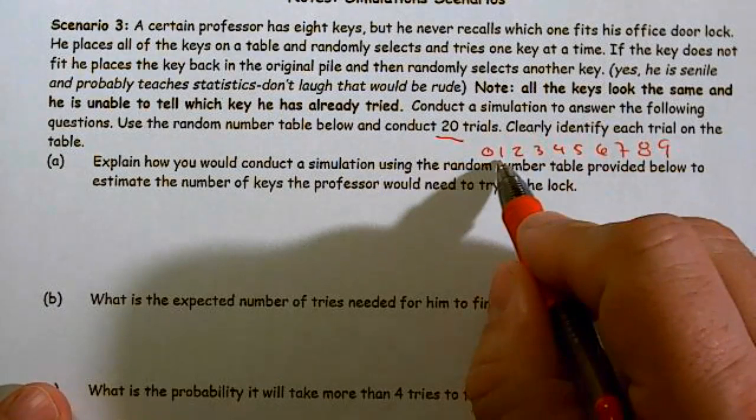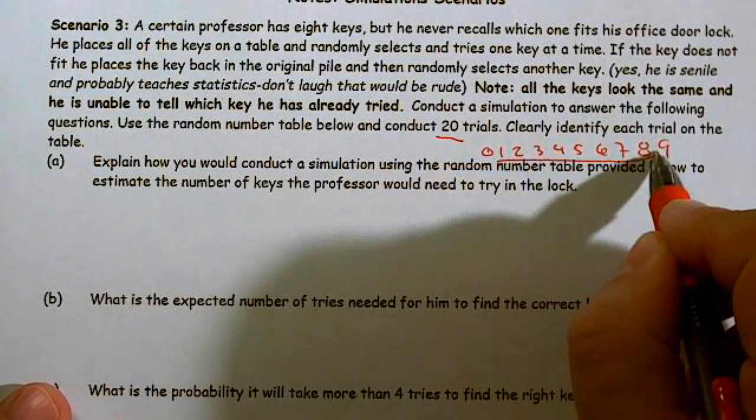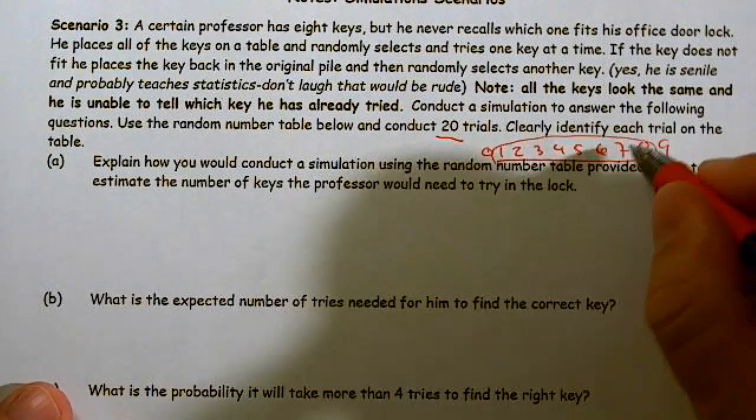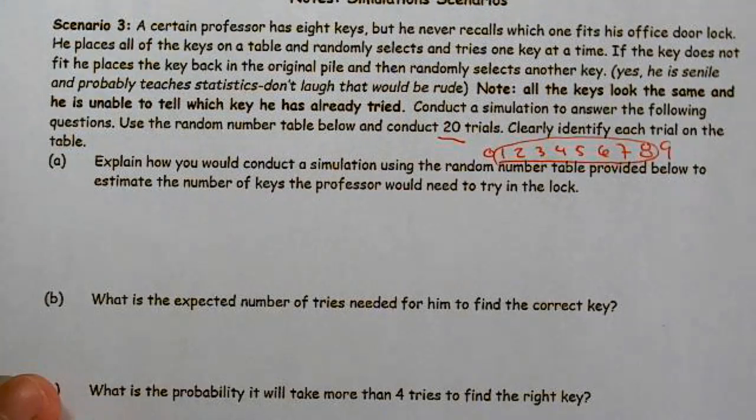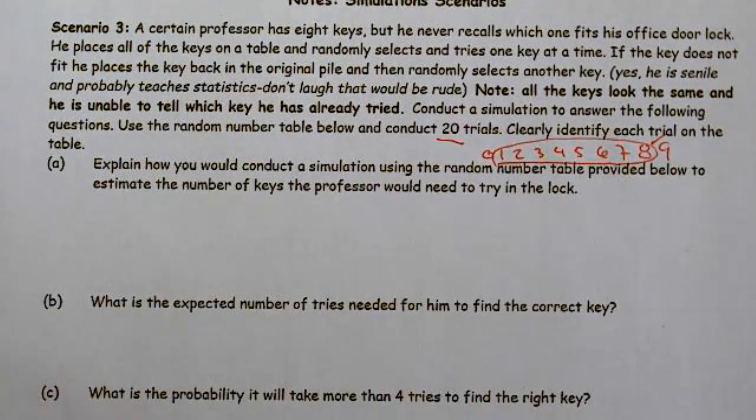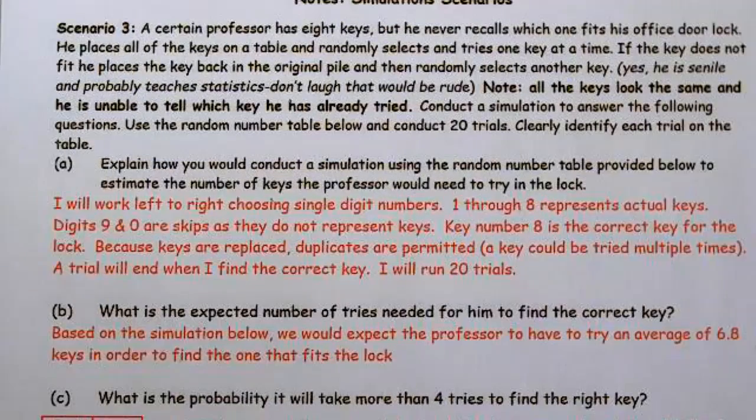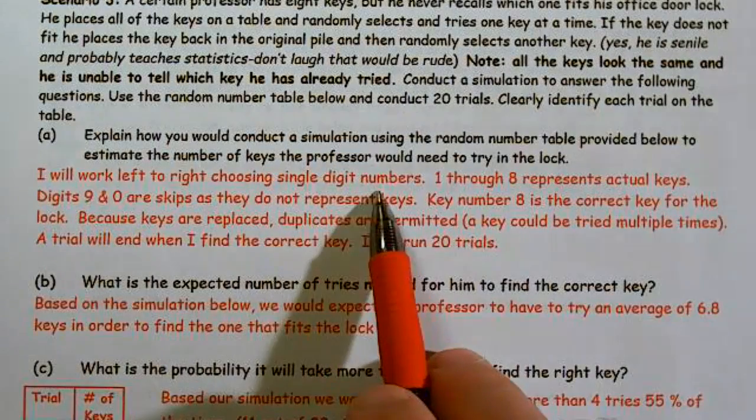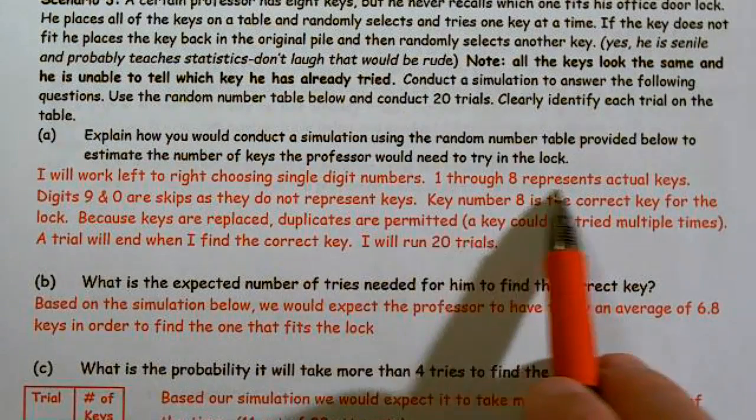Because we have 8 keys, I'm going to say 1 through 8 represent keys. But the key that opens the door, I chose number 8. You can choose any combination and you can choose which one works. But I'm going to choose key number 8, and so I suggest you do the same for this. So I'll work left to right, choosing single-digit numbers. 1 through 8 represent actual keys.